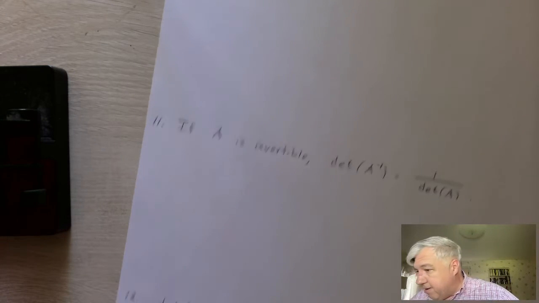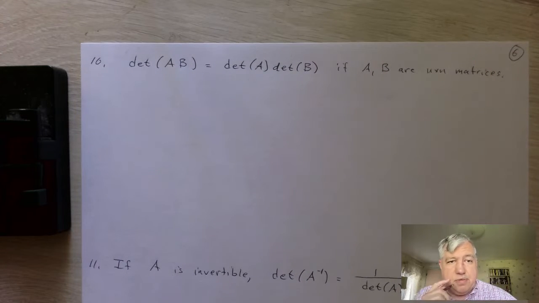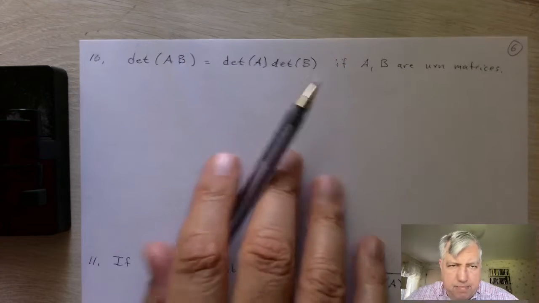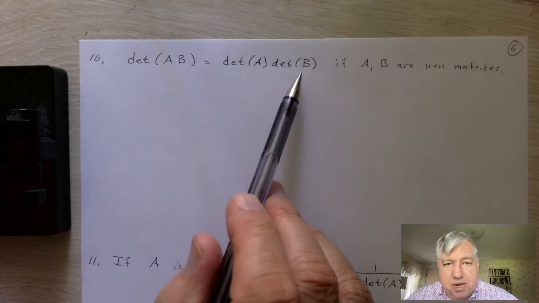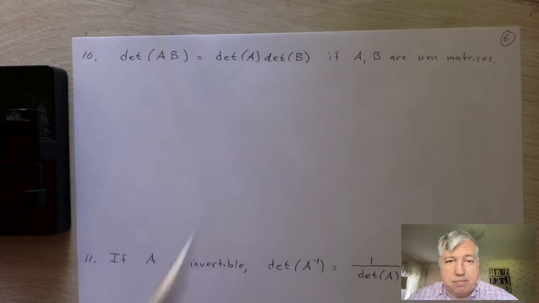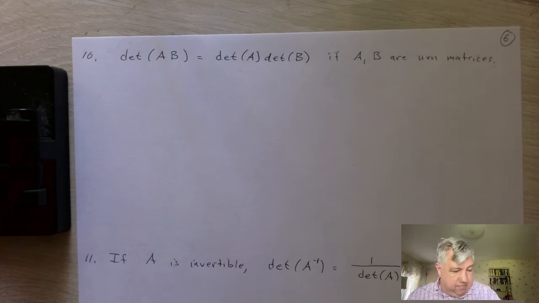Back to a much more important result, and it shows the determinant is multiplicative. If A and B are both n by n matrices, then the determinant of AB is the determinant of A times the determinant of B. We've shown that this is true if A is an elementary matrix, but now we can show that it's true for all n by n matrices. And the reason for that is as follows.